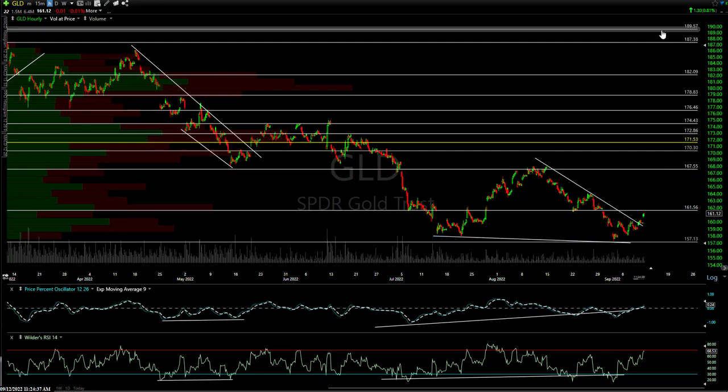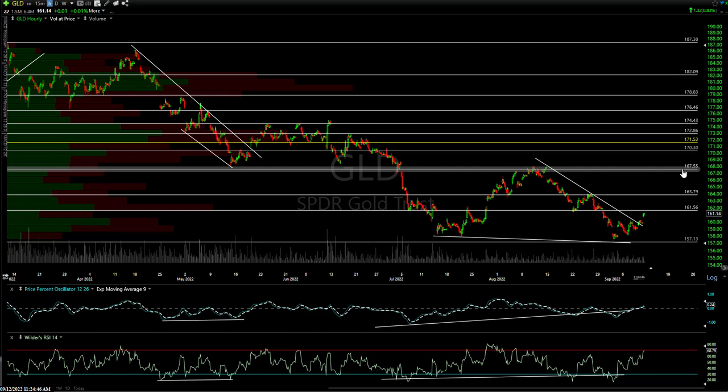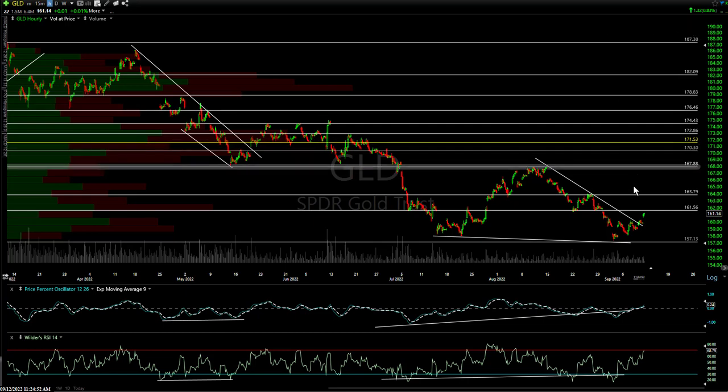I'm going to pull one of these old lines, put it right there. First resistance, 163.80, and then 167.88. We'll call it 168. So those are your near-term targets for gold right there on the ETF. And then the daily chart.